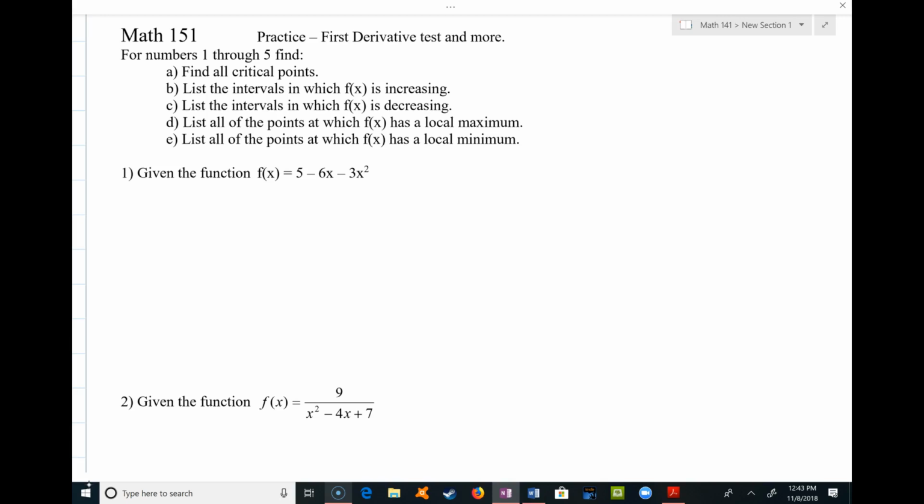So we're going to find critical points, where it's increasing, decreasing, local mins, local max. In this first part, that's what we're doing. We're not going to do the second derivative. So this is the first derivative test.